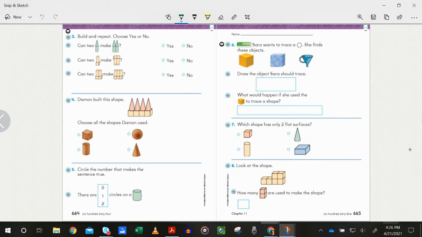Okay, if you're ready to move on, number 7, which shape has only 2 flat surfaces? Cube, cylinder, cone, or rectangular prism? Which one has only 2 flat surfaces?